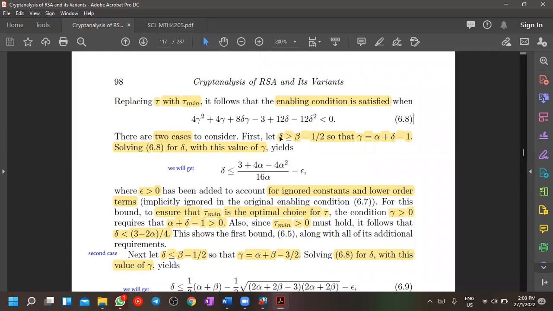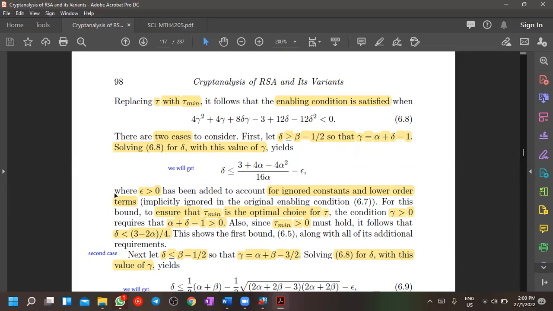First, we let delta equal this so that gamma equals alpha plus delta minus 1. And then we solve for delta using this value of gamma, and then we will get this, okay, where epsilon positive has been added to account for ignored constants and lower order terms.